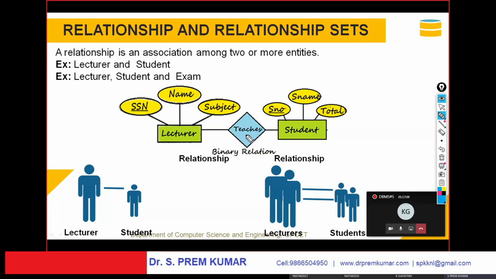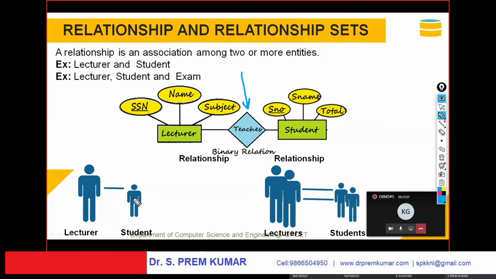The relation is identified by a diamond symbol, and we write the type of relation on it. Lecturer teaches student. Doctor treats patient. Patient is an entity set. This is called a relationship set.